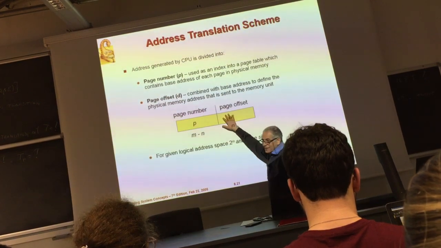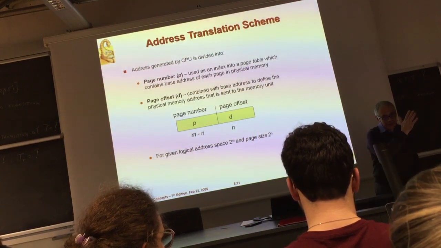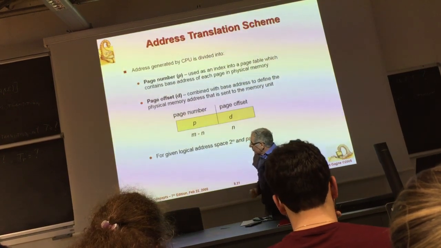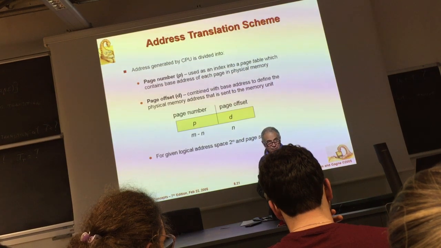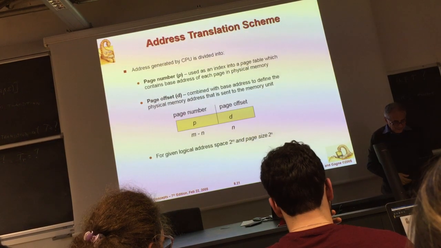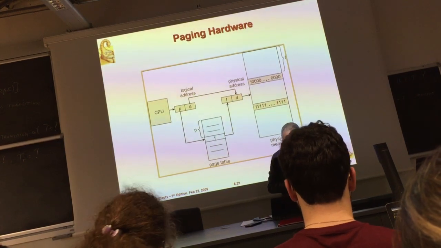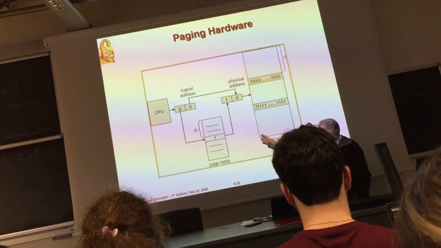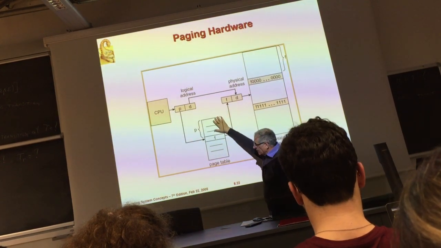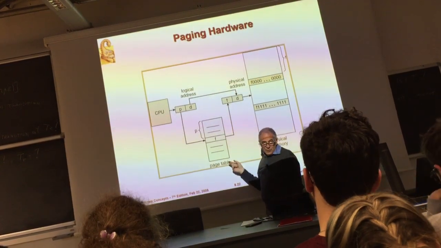Or if it is typically 4 kilobytes, it takes 12 bits, and 20 are the bits for the page number, so you can have 2 to 20. It means 1 million pages. Okay, so this is the logical translation mechanism. So the kernel, there is a page table. There is one page table for each process.